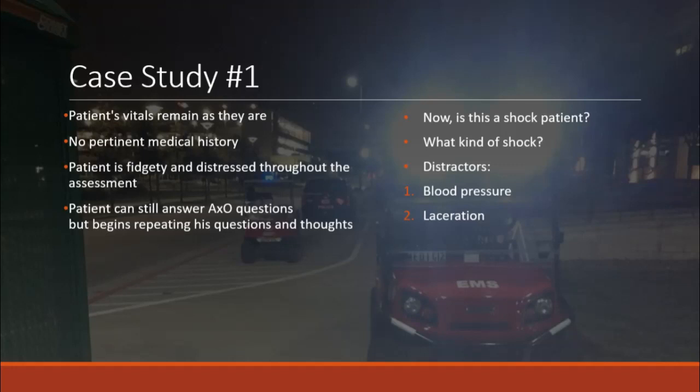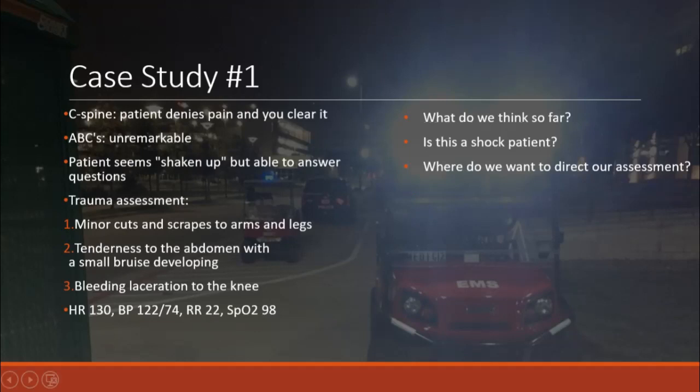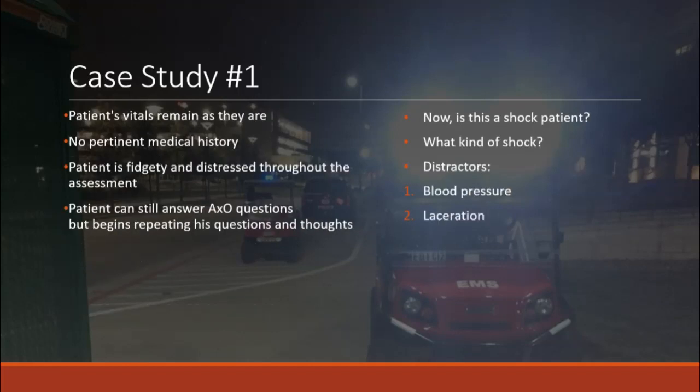So now, is this a shock patient? I would say yes. The clues we need to look at: again, the BP is normal, but that should not be an indicator. This guy is probably in compensated shock, with a high heart rate, high respiratory rate. He's been nervous and agitated throughout the assessment, and he can still answer questions, but he's starting to go towards a decline in mental status. All this should be an indicator to us that this guy's probably in compensated shock.